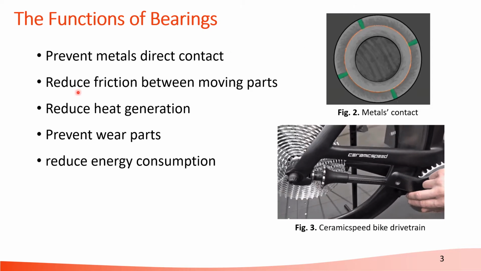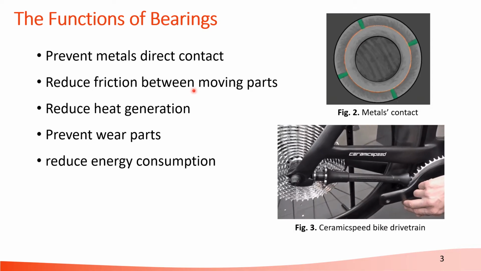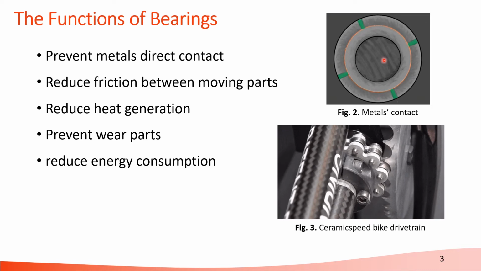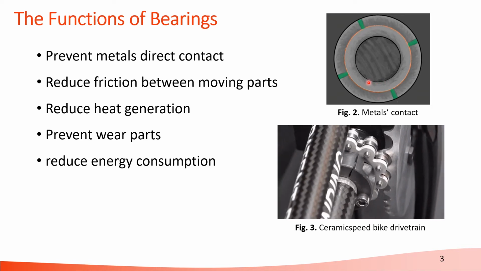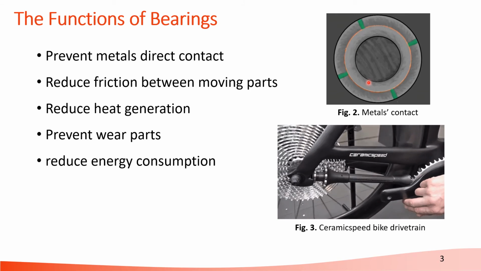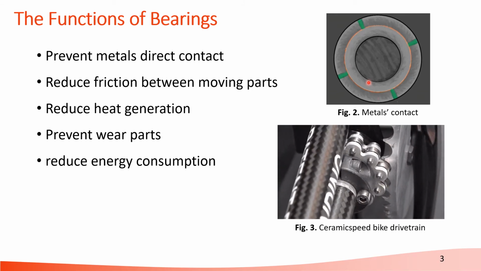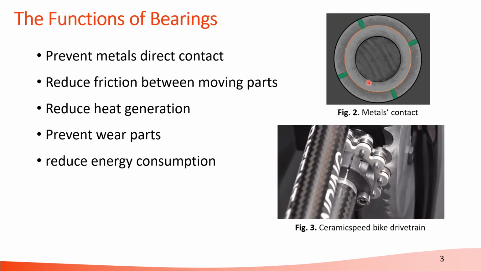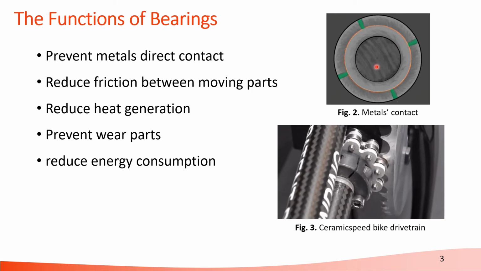The second function is that bearings can reduce the friction between the moving parts. If there are balls inside the two metal rings, they can move very smoothly. You can imagine that if there is a car on the road without wheels and you try to pull it, you have to pull it very hard because there is so much friction between the road and the car, just like two metals in contact and moving.